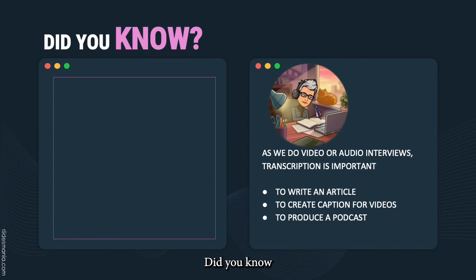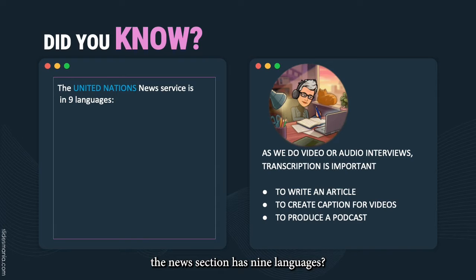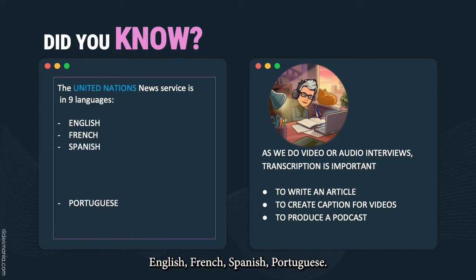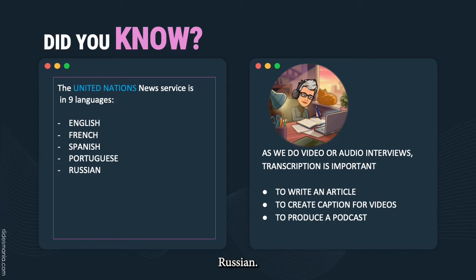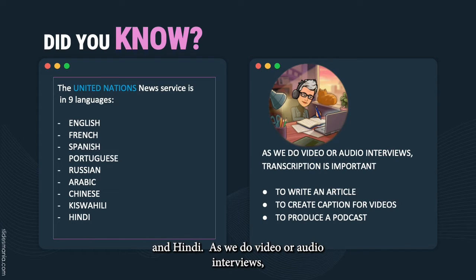Did you know? The news section has 9 languages: English, French, Spanish, Portuguese, Russian, Arabic, Chinese, Kiswahili, and Hindi. As we do video or audio interviews, transcription is important to write an article, to create captions for videos, or to create a podcast.